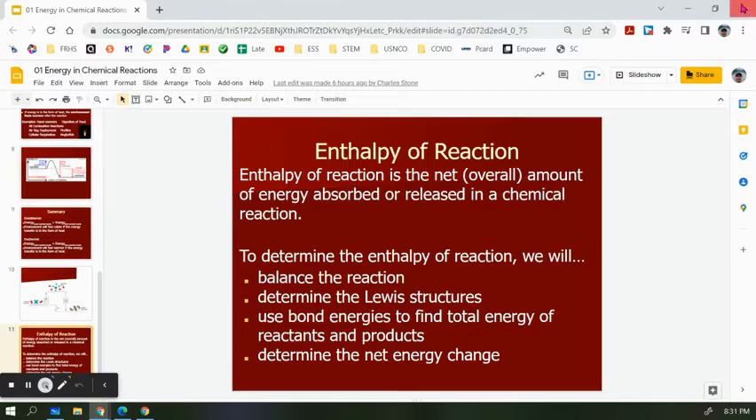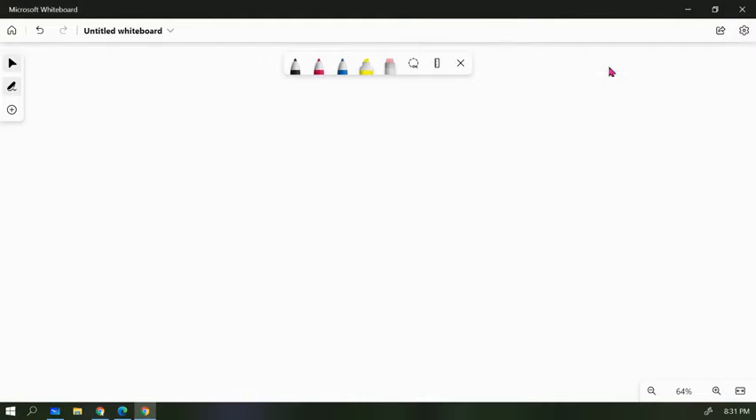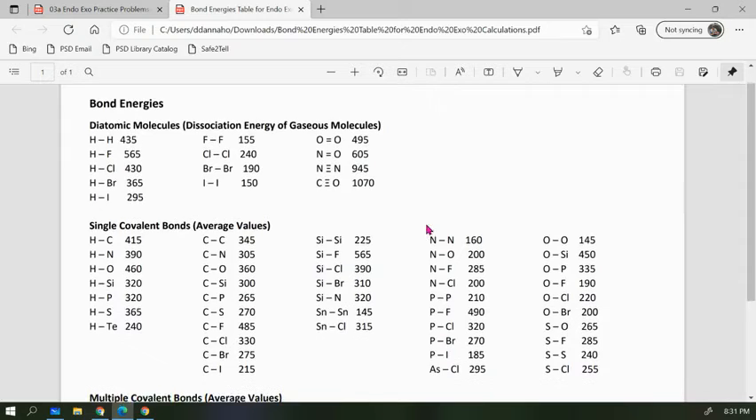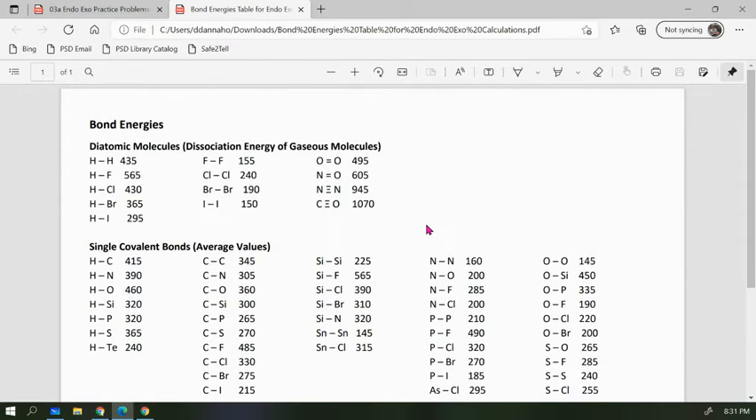Now you're going to need a few resources in order to do this. The first thing that you're going to need is a periodic table. You can get that pretty much anywhere. That's going to help you draw your Lewis structures. The second thing you're going to need is a table of bond energies. So I'm showing you this right here. This will be provided for you in class. It's not something that you'll ever have to memorize.